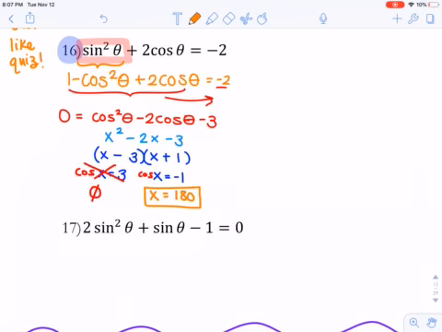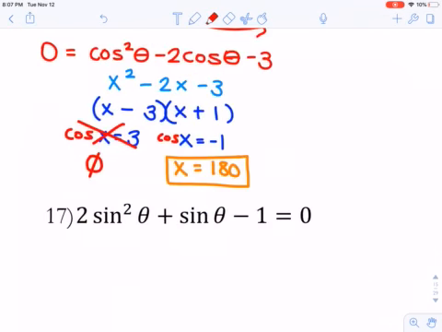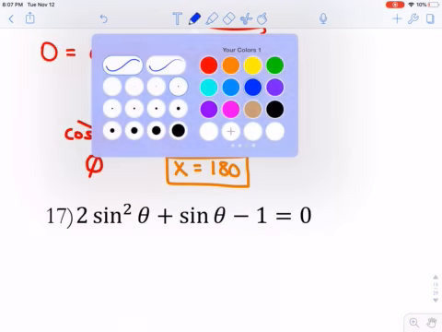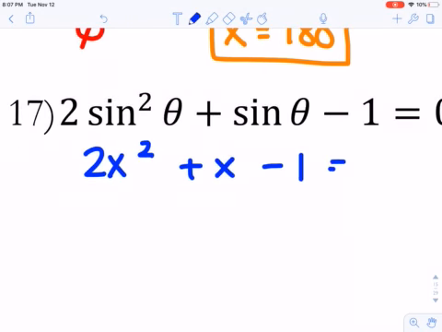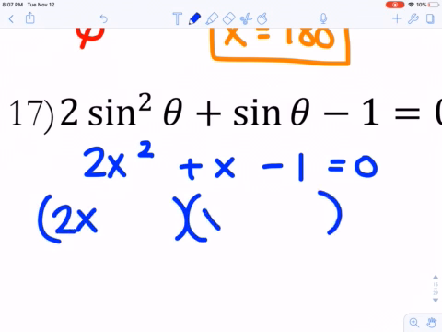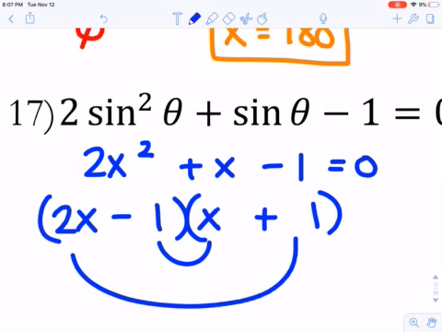Last one, number 17. This is nice because I don't have to use an identity, because both of these are sine. So this looks like a trinomial factoring problem. Think of it as 2x squared plus x minus 1. So we want to factor. Factors to 2x and x, 1 and 1. Let's see. It's got to be a minus 1 and a plus 1, because this will be a negative x plus 2x will give me a positive x in the middle.